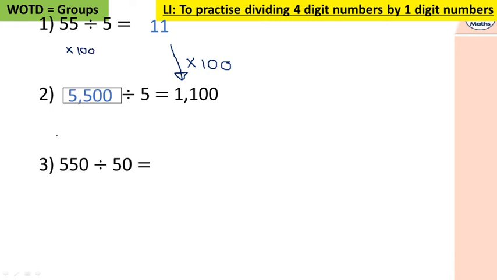The last question, if we compare the starting question again, this is 10 times bigger. However, we are dividing by something that's 10 times bigger.